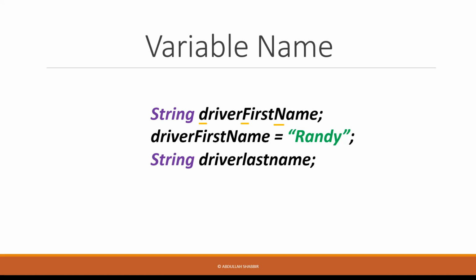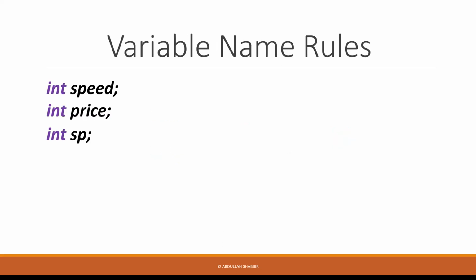So what are those rules that we need to follow when creating variable names? The names are totally up to you, but you should always try to use words that describe what the variable is used for, like speed or price. Try to avoid using cryptic abbreviations like SP for stock price. Instead, you should use the camel case notation and name your variable stockPrice like that. But always keep in mind these rules.